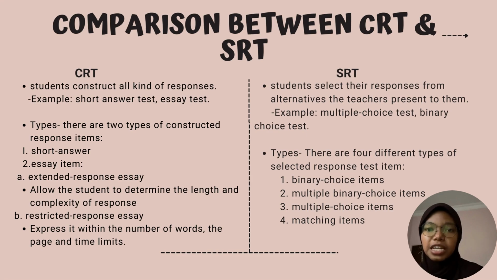Secondly, for the CRT, there are 2 types of constructed response item, which is firstly the short answer, and secondly the essay item. For the essay item, there are 2 types of essay item, which are extended response essay and restricted response essay. Extended response essay means it allows students to determine the length or complexity of response, while for restricted response essay, the students need to express the essay within the number of words, the pages and the time limits.